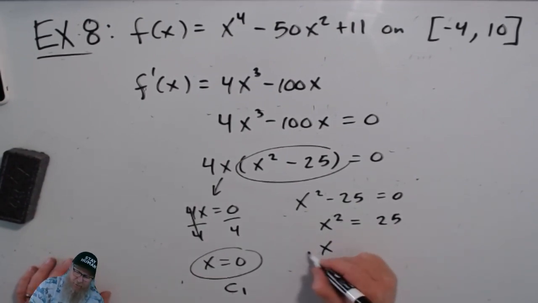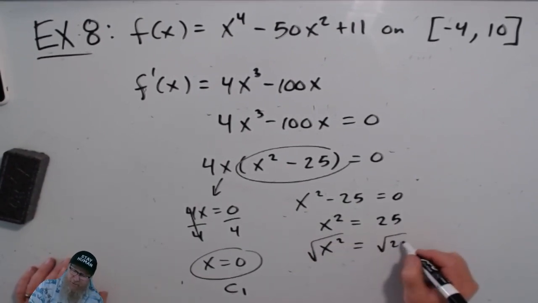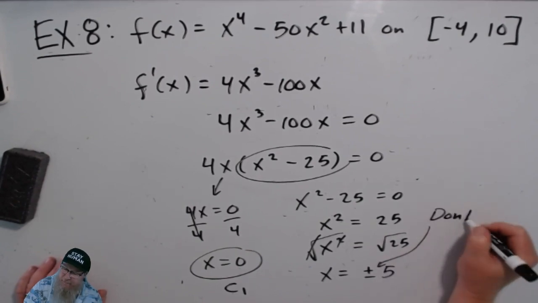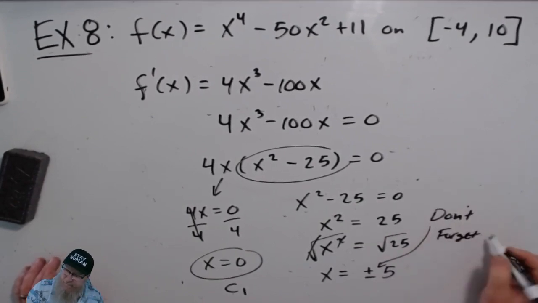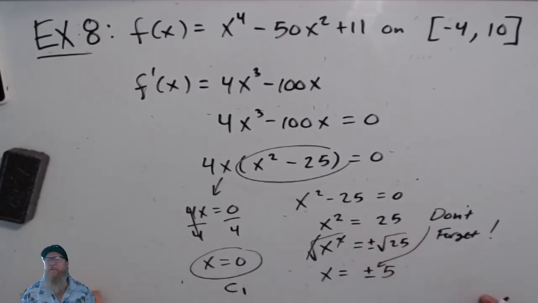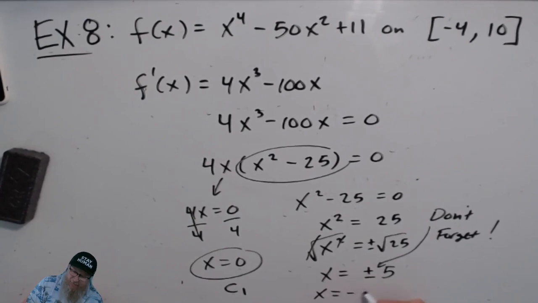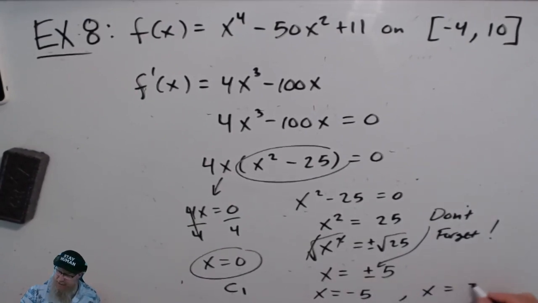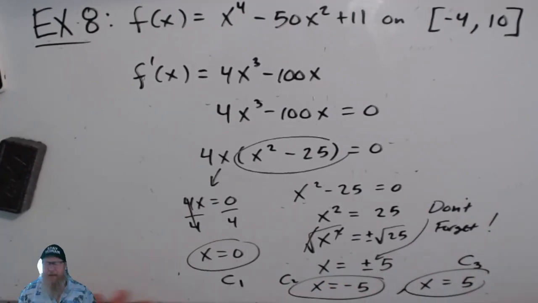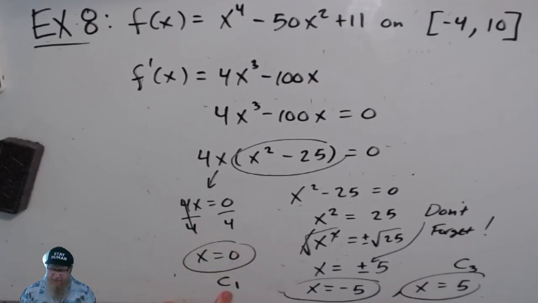Then you take the square root. And don't forget that you have 2 possibilities: plus or minus the square root of 25. So you've got -5 and then you've got +5. So altogether, there are 3 C's. You've got your C1, you got your C2, and you got your C3.